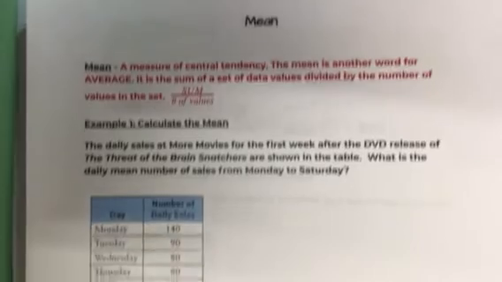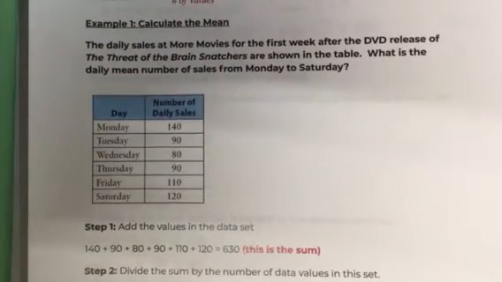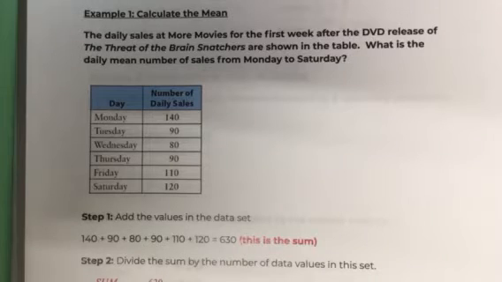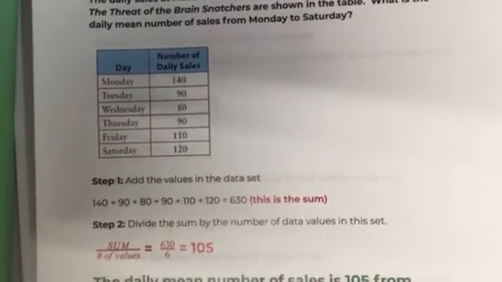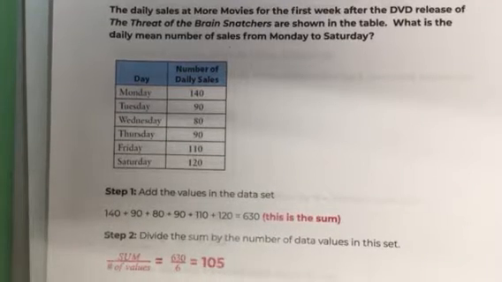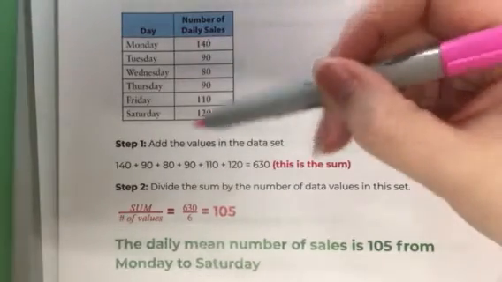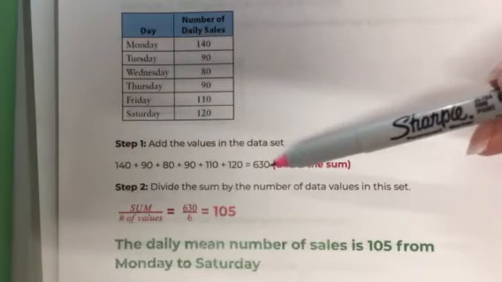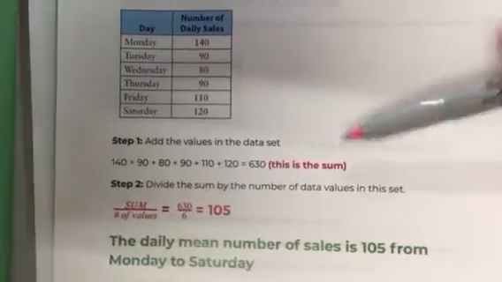So here is our example that we're going to work with, and this is the daily sales at a movie store. So we want to figure out what is the daily mean number of sales from Monday to Saturday. So step 1, we have to find the sum of the data. So we add the values in the data set. So take all these values, add them up, and we get 630. This is the sum. Sum means the answer when we have done addition.